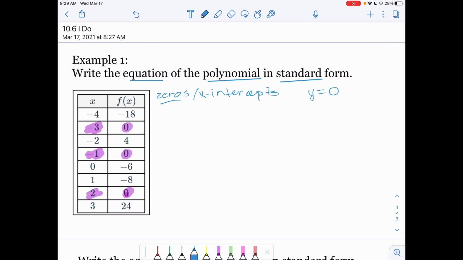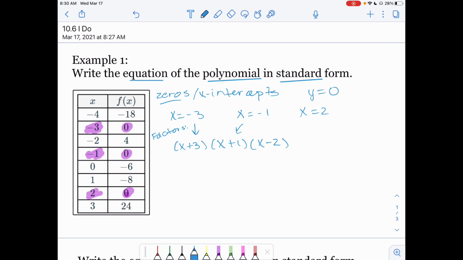So let's write these down. X equals -3, x equals -1, x equals 2. So now we're going to write our factors. X equals -3 came from x plus 3. X equals -1 came from x plus 1. And x equals 2 came from x minus 2.